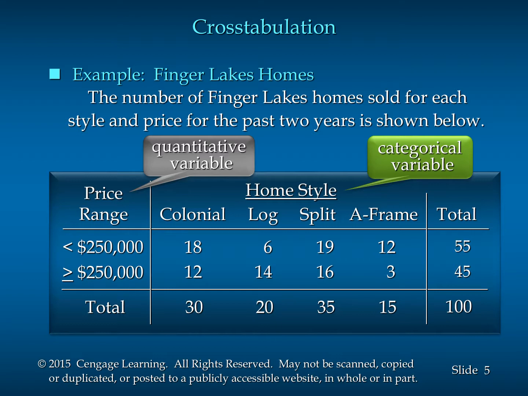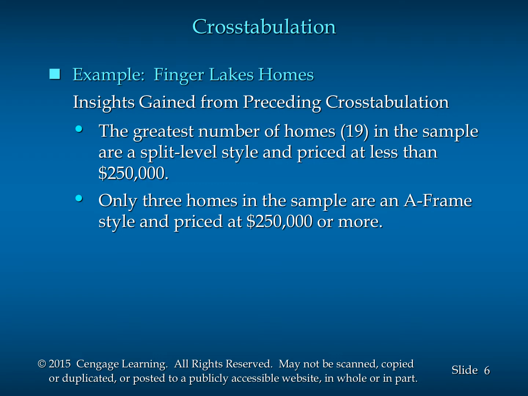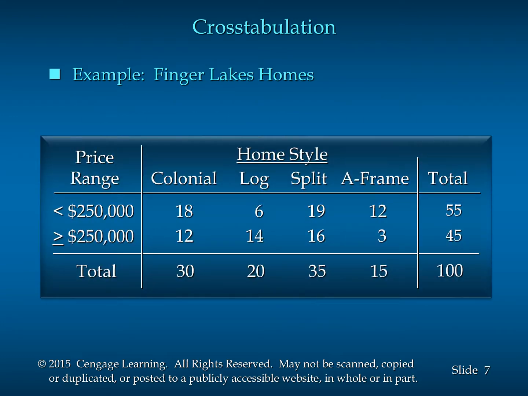You can see in this table the total of the colonial homes is at the bottom, 30. You can see at the right the total of homes which are less than $250,000 is 55. We can gain insights from a cross tabulation. As you can see here, the greatest number of homes are split level and under $250,000, and only 3 homes are A-frame and over $250,000. Again, this shows that cross tabulation.